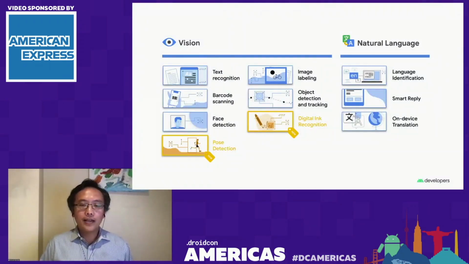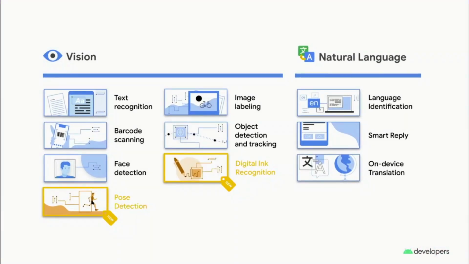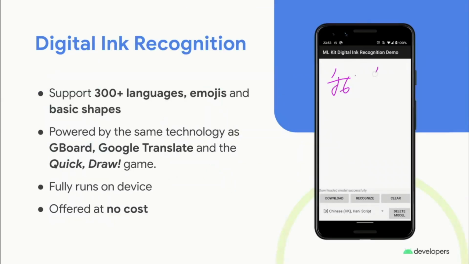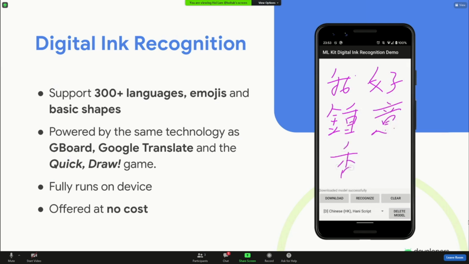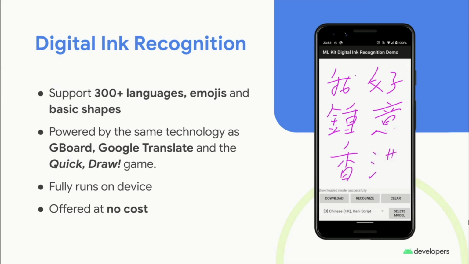And in addition to some of the offering that we have put in before that, this year we've also launched some new functionality, and I will highlight two of them. So the first one is the digital ink recognition. This supports handwriting in over 300 different languages, including things like emojis and also basic shapes. So if you draw a pizza, then it will basically tell you it is a slice of pizza. And this may be a really fun game to play with the rest of your development team. It is powered by the same technology as Google Gboard.